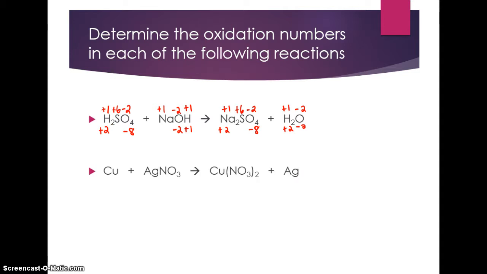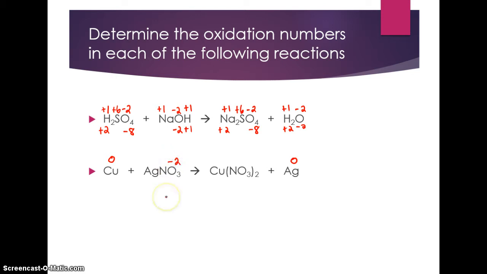Here we're going to start right off the bat. It's an element. It's rule 1. The oxidation number on a free element is 0, so that's going to be 0. If we look, are there any other zeros we see? Sure, silver is going to be 0. So those ones are done. And now we're going to work through.